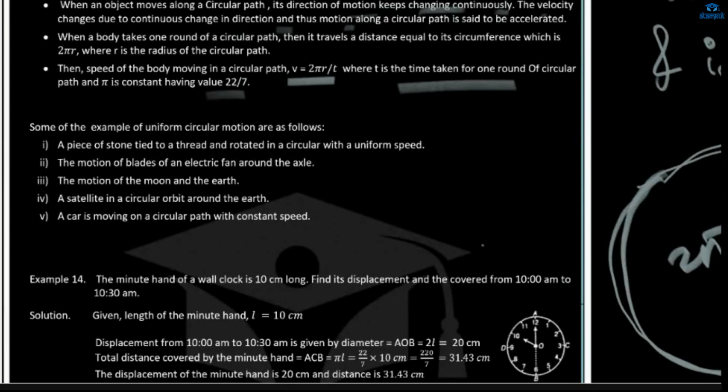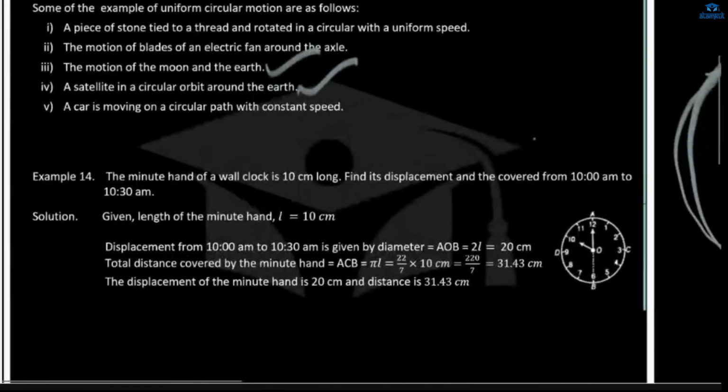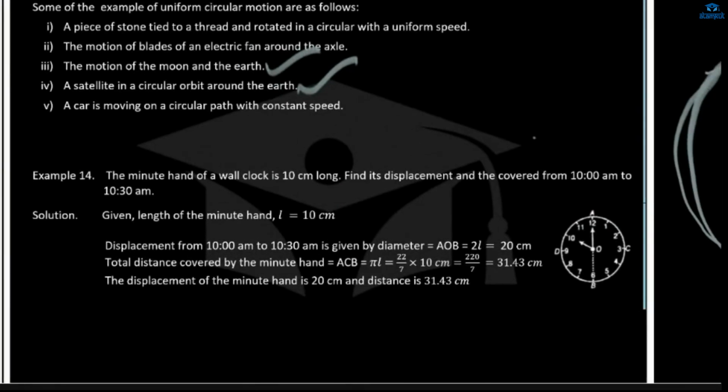And pi is the constant having value 22/7. Some examples of uniform circular motion are as follows: a piece of stone tied to a thread and rotated in a circle with a uniform speed, like you have tied a stone to a thread and rotated it like this. Then it will be uniform circular motion. The motion of blades of an electric fan is also uniform circular motion. The motion of the moon and the earth. A satellite in a circular orbit around the earth. And a car moving on a circular path with constant speed. These are all examples of uniform circular motion.